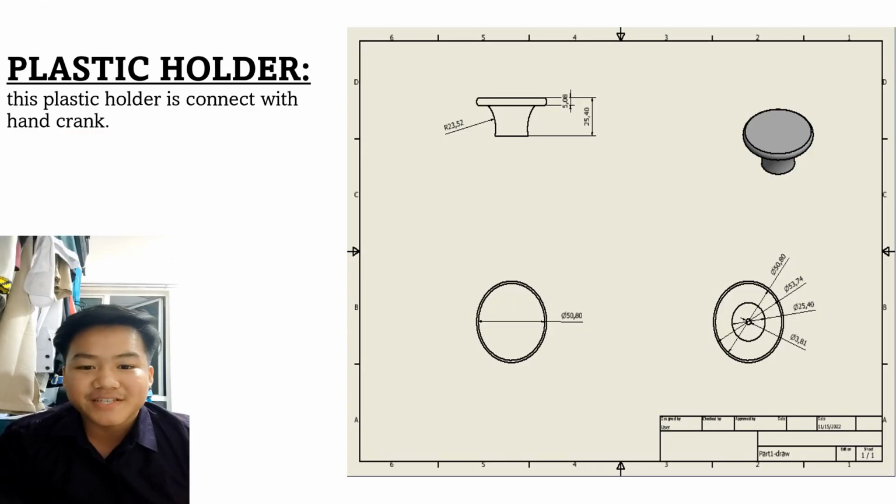Hello, my name is Geraldine Isaac George, and my matrix number is 07 DKM 21F1 053. So today I want to present about the project parts. The parts that I will present later are plastic holder, hand crank, screw, cylinder tube, and cylinder tube cover. So the first part is plastic holder. This plastic holder is to connect with the hand crank.